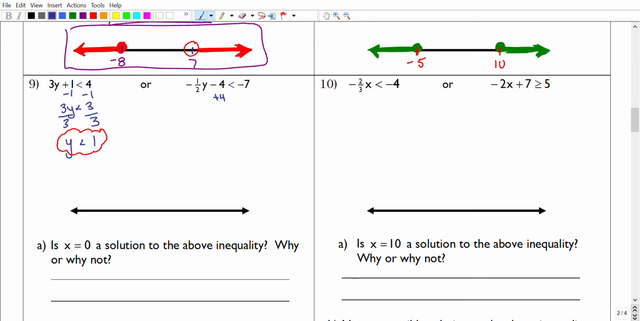Let's solve the second one. I'm going to add 4 to both sides. I get -1/2 y is less than -3. Now, in order to get rid of the -1/2, I have to multiply by its reciprocal, which in this case is -2. And that -2, again, is negative, so we are going to have to flip. Remember, anytime you multiply or divide by a negative, you have to flip. So this becomes y is greater than 6.